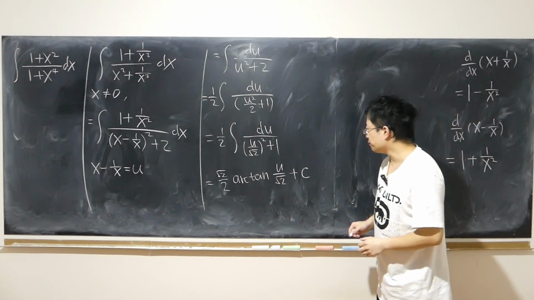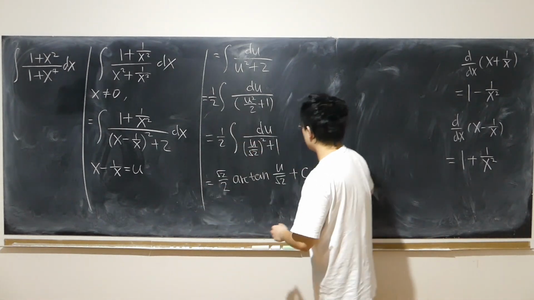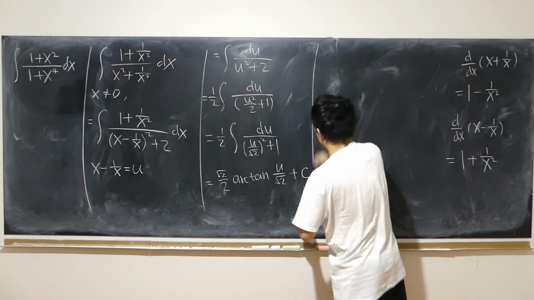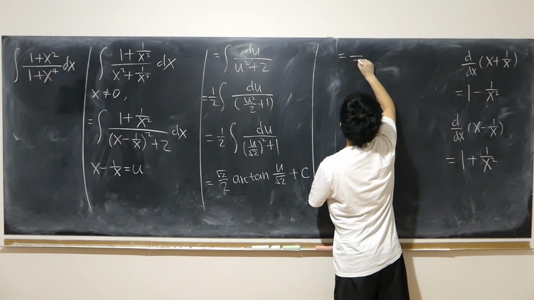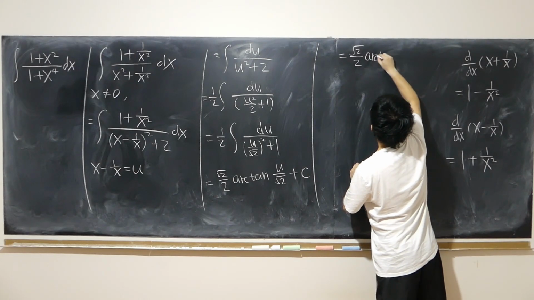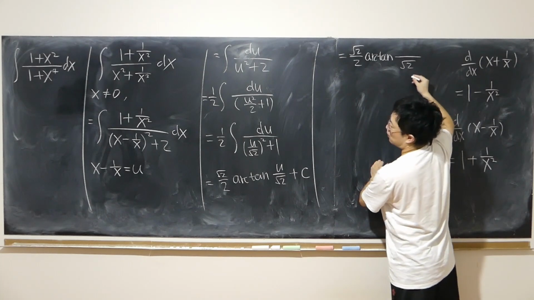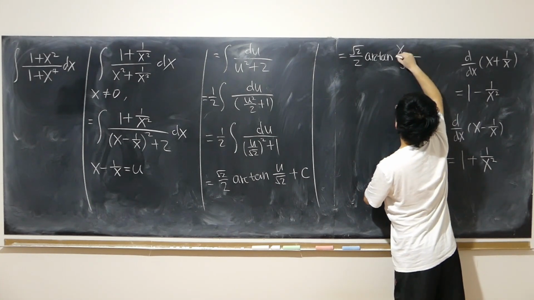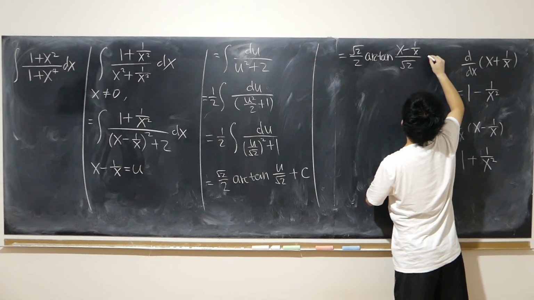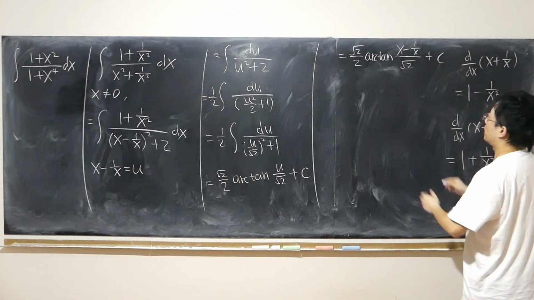Let's replace u back with that. So that is actually square root of 2 over 2 times arctangent of x minus 1 over x, divided by square root of 2, plus c, with x not equal to 0.